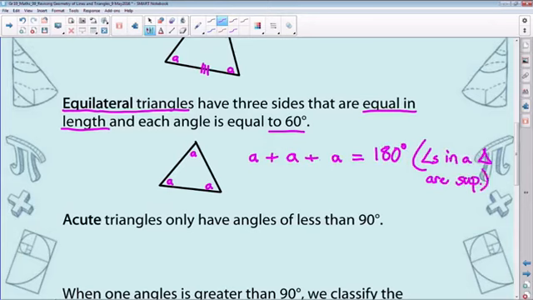Okay, so that means, do a bit of algebra, I've got 3A is equal to 180 degrees, and that means A is equal to 60 degrees. Maybe we do a therefore. And of course, these three sides are equal to each other.